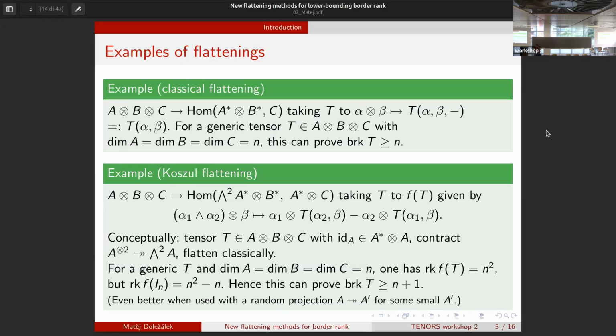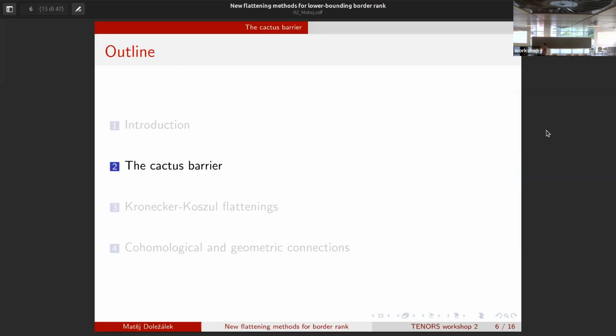And this is, of course, a very baby example, because what people do in practice is they apply a random projection on the space that I'm wedging, and this turns out to be beneficial. So then people can get to around 3/2 n. Right. So those are my examples. Now I want to talk about a phenomenon that motivated some of these methods, and that's the so-called cactus barrier.